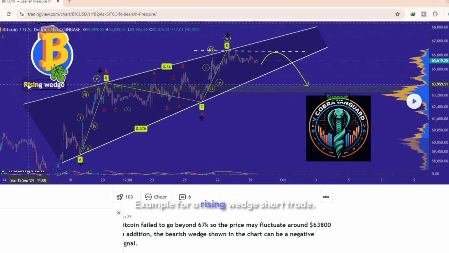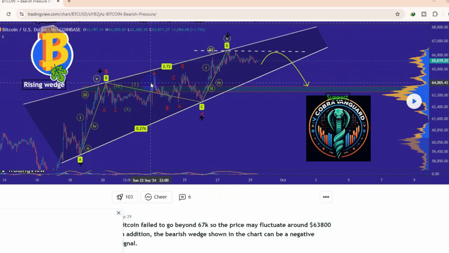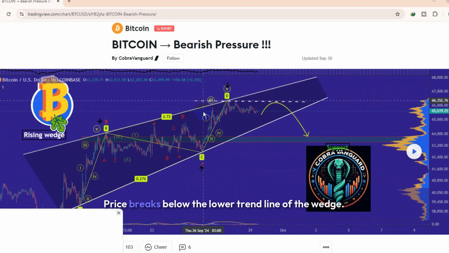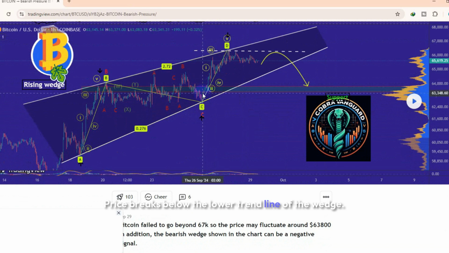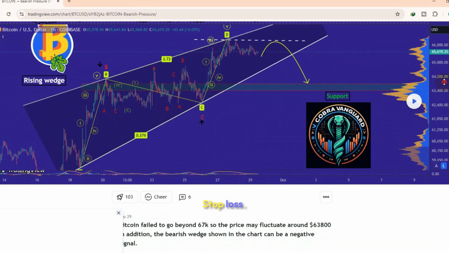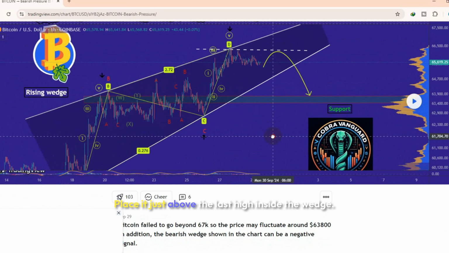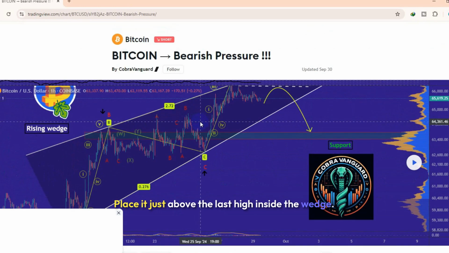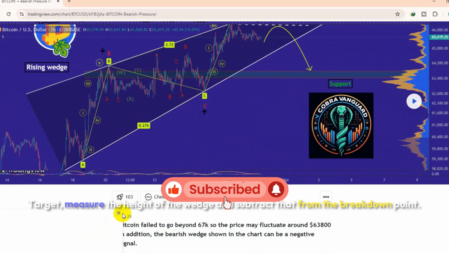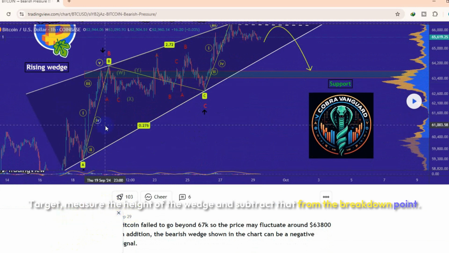Example for a rising wedge short trade. Entry. Price breaks below the lower trend line of the wedge. Stop loss. Place it just above the last high inside the wedge. Target. Measure the height of the wedge and subtract that from the breakdown point.